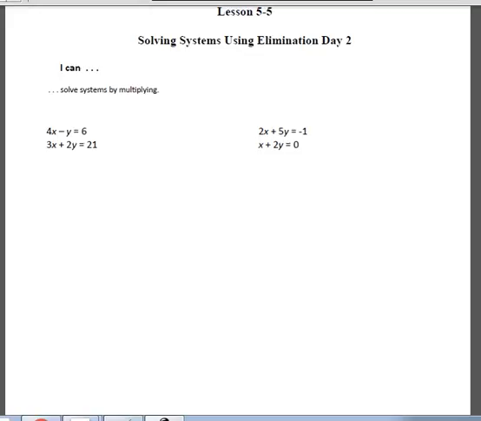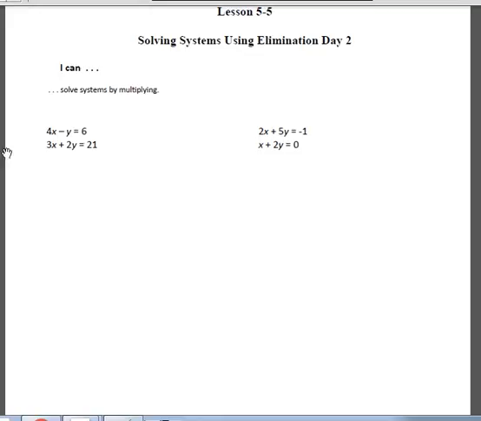This lesson is about solving systems using elimination, and this is day 2. Remember, last lesson we did elimination. This time we're going to be doing the elimination again, but with a little bit of a twist. Remember with the last lesson, there were some different steps that you needed to do. And we did elimination by adding or subtracting.